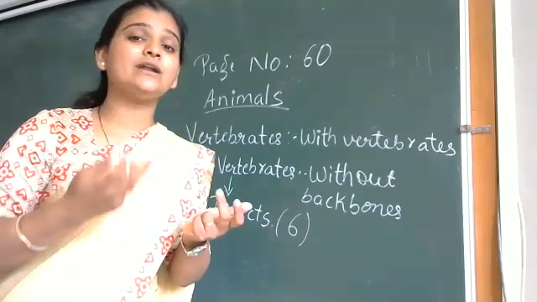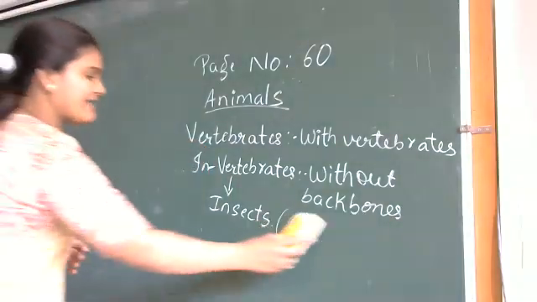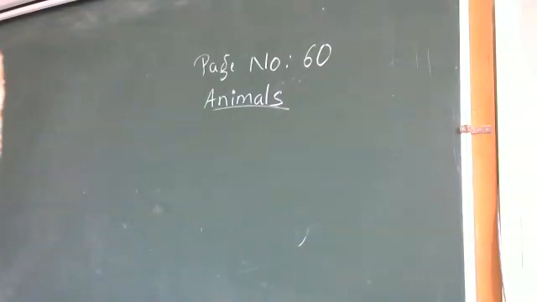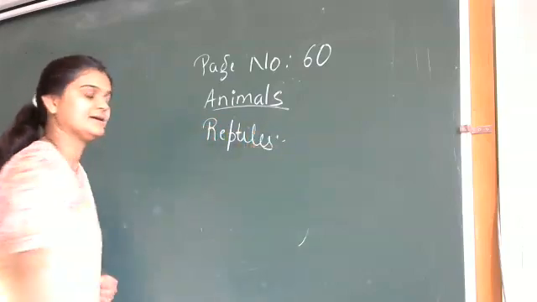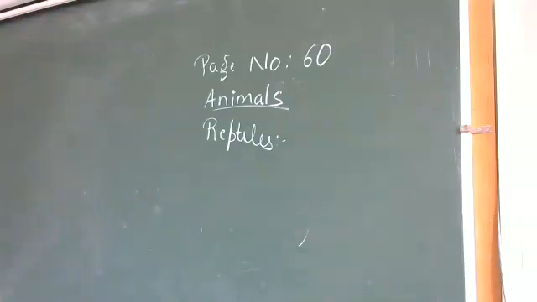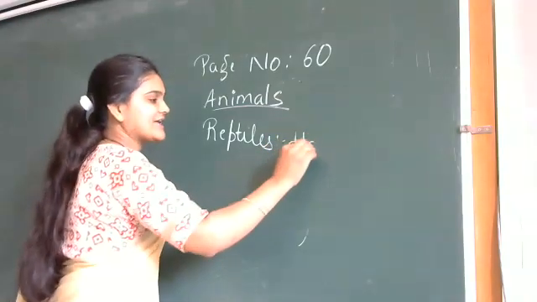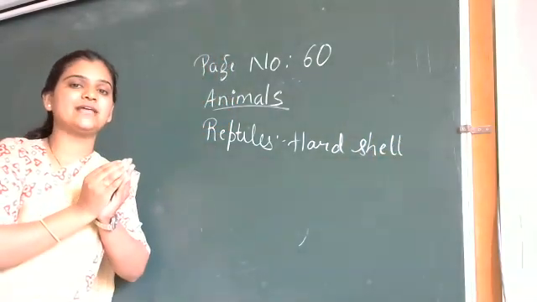Reptiles lay eggs. What type? Hard or soft? Hard. Okay, reptiles lay hard shelled eggs. So what are the examples of reptiles? Crocodile. Yes, crocodile, snakes, and lizards have the capacity of crawling on the land. And they lay which type of eggs? Hard shelled eggs. The eggs laid by reptiles are hard shelled.